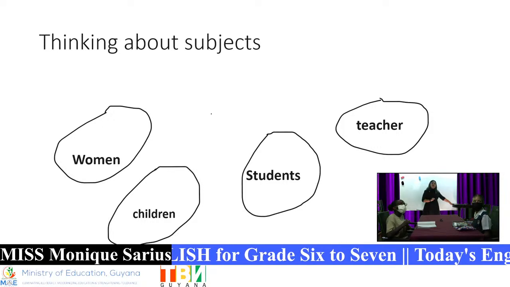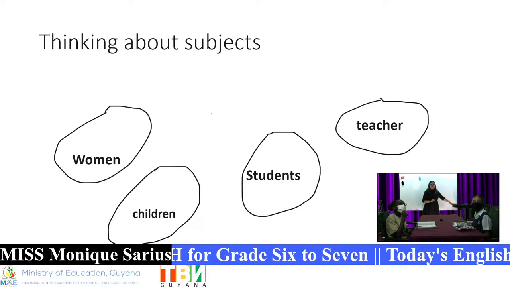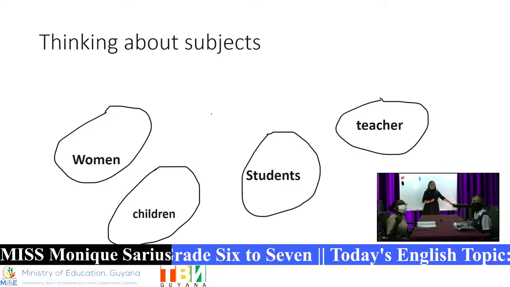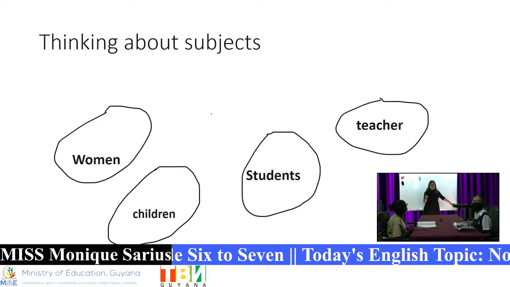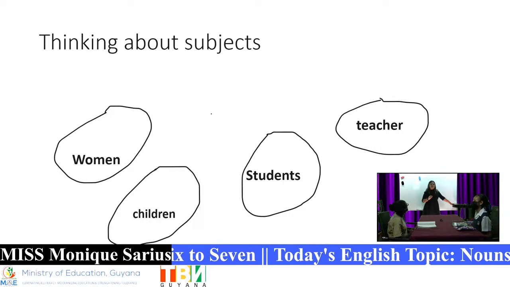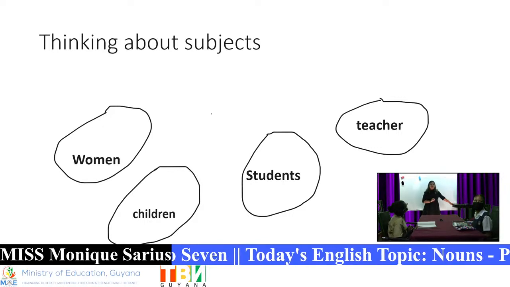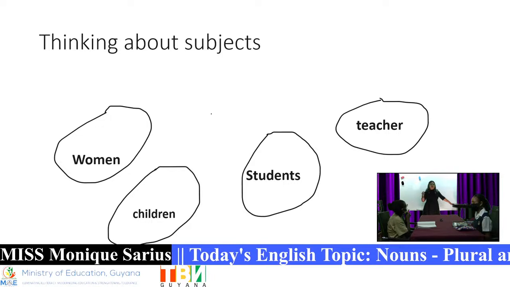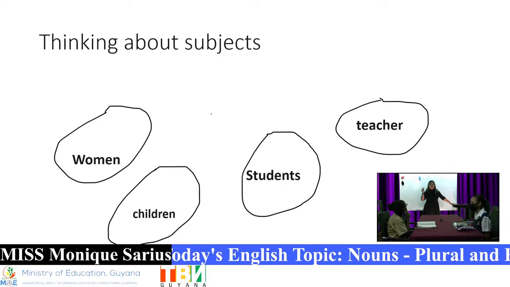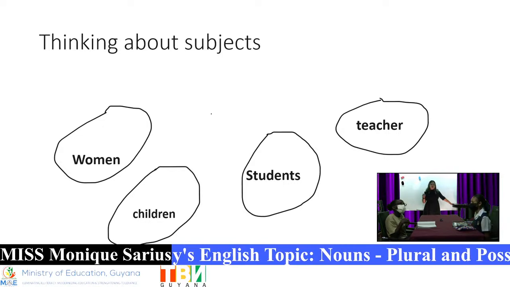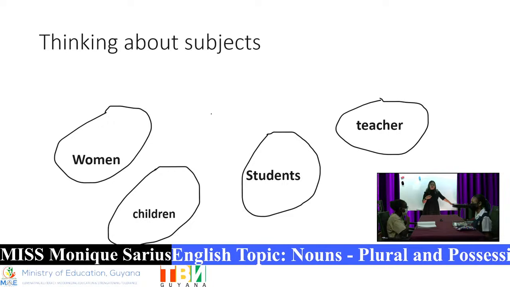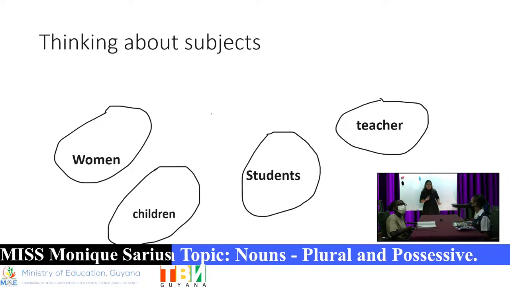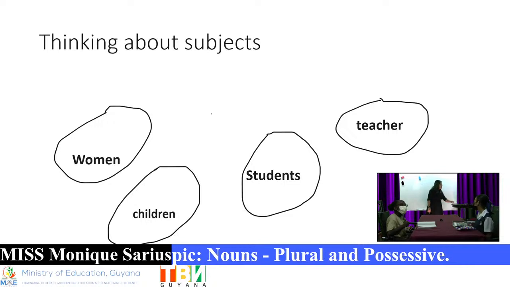The 2 others, please. Woman and student. Okay, so women and students. Both of these are plural. If you want to make them singular, how do we make them singular? Women will become woman, and students will drop the S. To make it singular, what do we have to get rid of? The S. Excellent. So Azaria had a plural and a singular, and Alicia had 2 plurals.